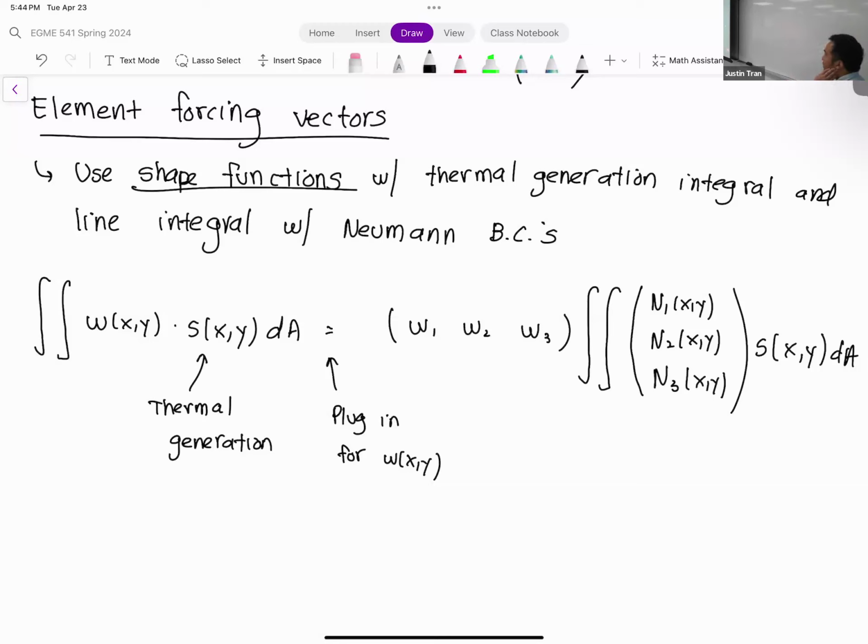Notice how we don't have any derivatives here, because we're not plugging in the gradient of W, we're just plugging in W by itself. So W by itself just involves the regular shape functions.